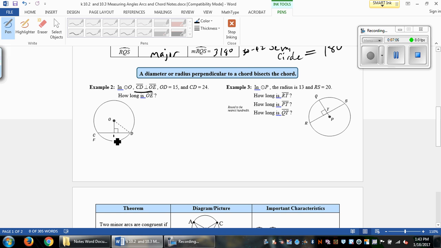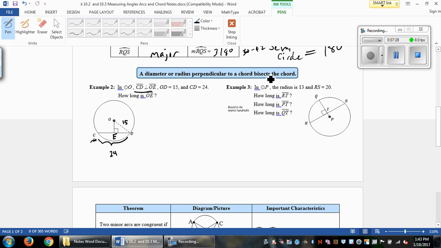Okay, so the E is actually up here. Didn't get printed right. Not right here. Get rid of that. So CD and OE are perpendicular. We know that OD is 15. And we know that CD is 24. So this entire distance here is 24.